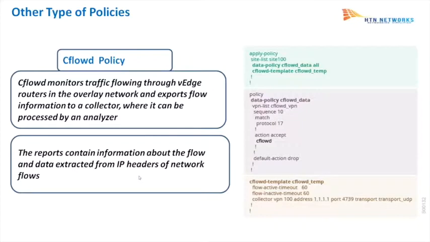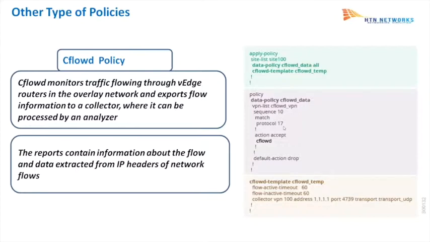So if you see the policy on the right hand side, it's showing you a match condition that says protocol number 17. Every protocol has some number assigned to it. This is just an example. Whatever protocol has number 17, it will pick up the flows for that protocol and send those flows to a collector device.